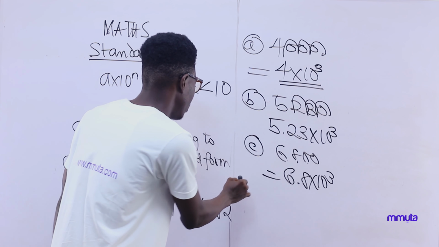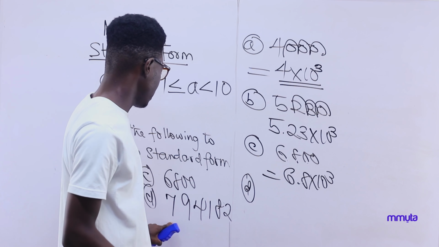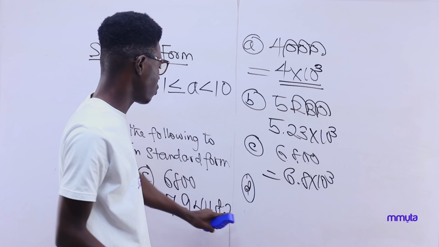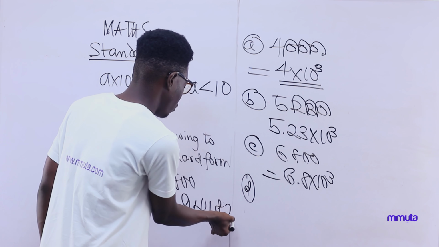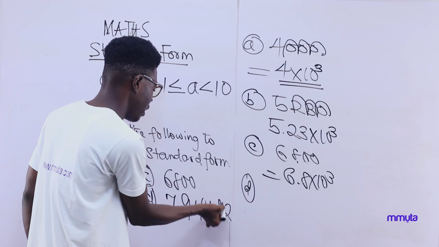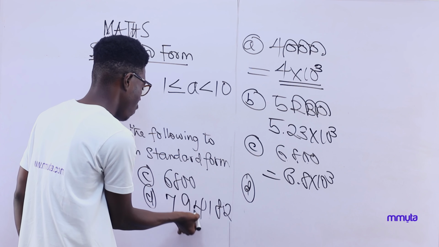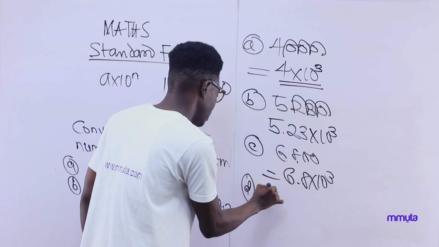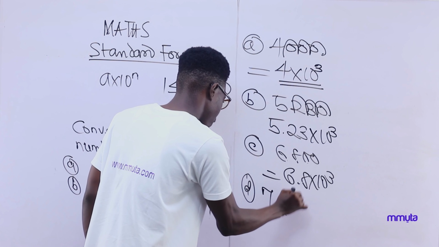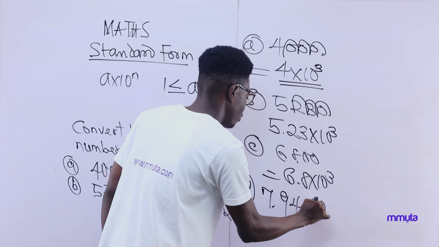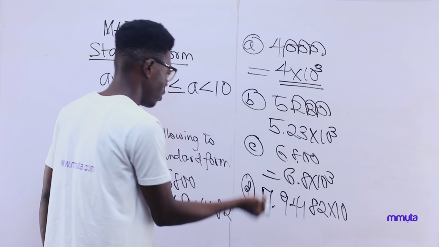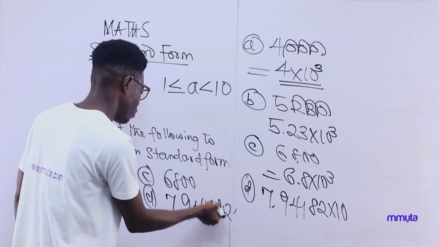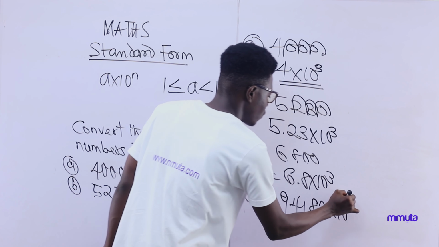And then the last one, the D part, we have 794,182. If you shift towards the side, 1, 2, 3, 4, 5, you are going to have 7.94182 times 10 raised to power the number of times you moved: 1, 2, 3, 4, 5. So, raised to power 5.